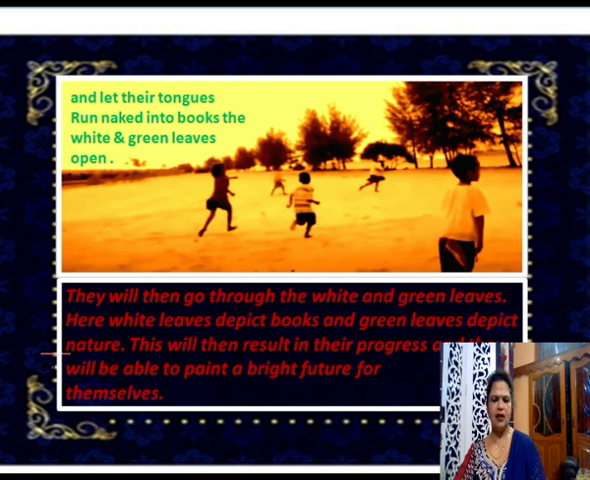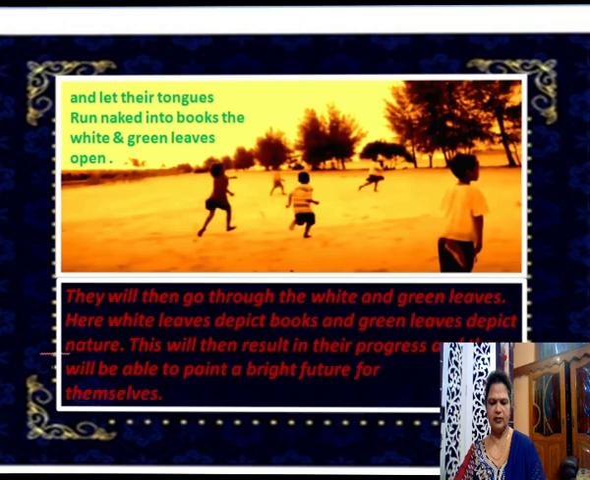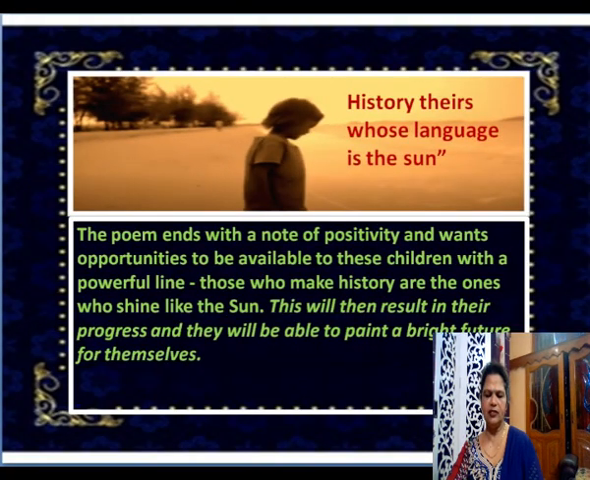Now the next lines. And let their tongues run neat into books, the white and green leaves open. In that case, the children will go through the white and green leaves. Here, white and green leaves depict the books, and green leaves depict the nature. This will result in their progress, and they will be able to paint a bright future for themselves. History there is, whose language is the sun.